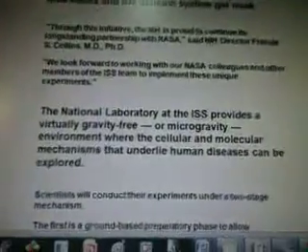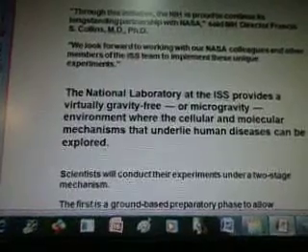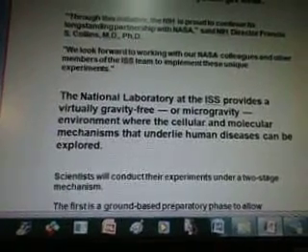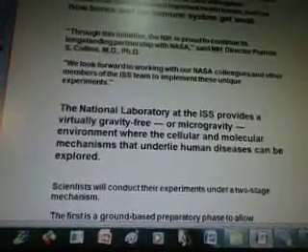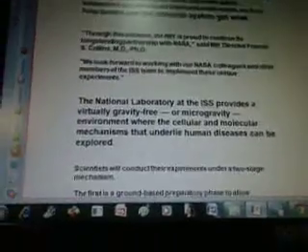And the National Laboratory at the ISS provides a virtually gravity-free or microgravity environment where the cellular and molecular mechanisms that underlie human diseases can be explored. They're also doing testing on how bones and the immune system can get weak. And let's see what else we got here. It's their way of getting scientific information.